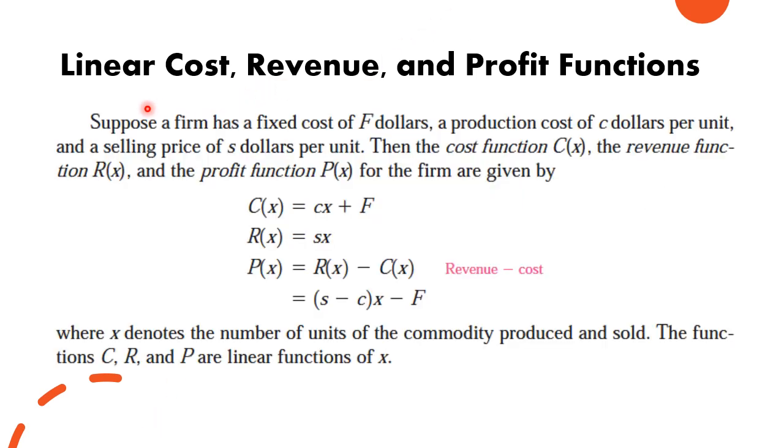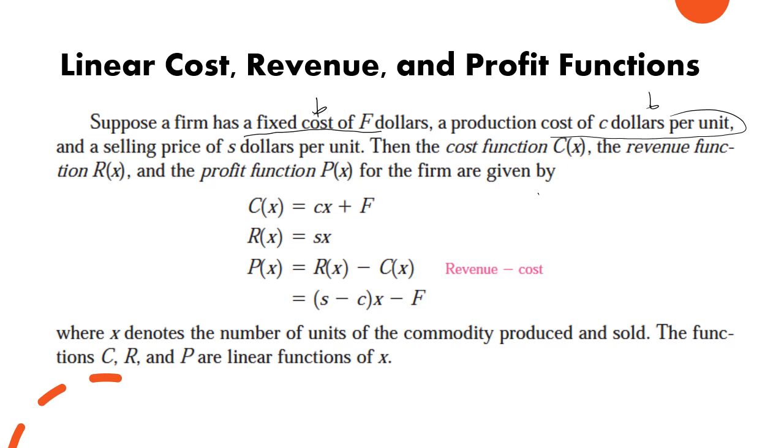So here, suppose a firm has a fixed cost of F dollars, a production cost of C dollars per unit, and a selling price of S dollars per unit. Then the cost function, the revenue function, and the profit function for the firm are given by, okay, so again, from this given data, fixed cost of F dollars, a production cost of C dollars per unit, then the name with the cost belongs to the total cost function. So we have here fixed cost.